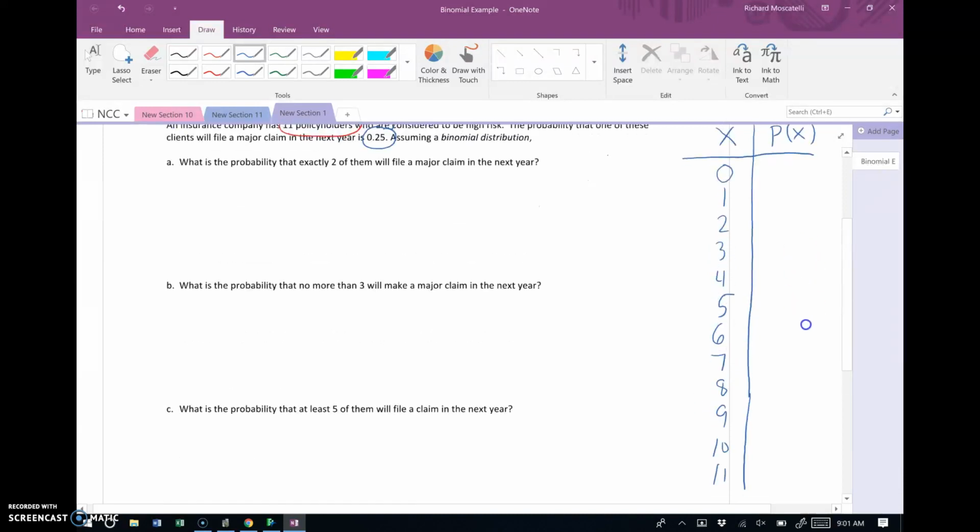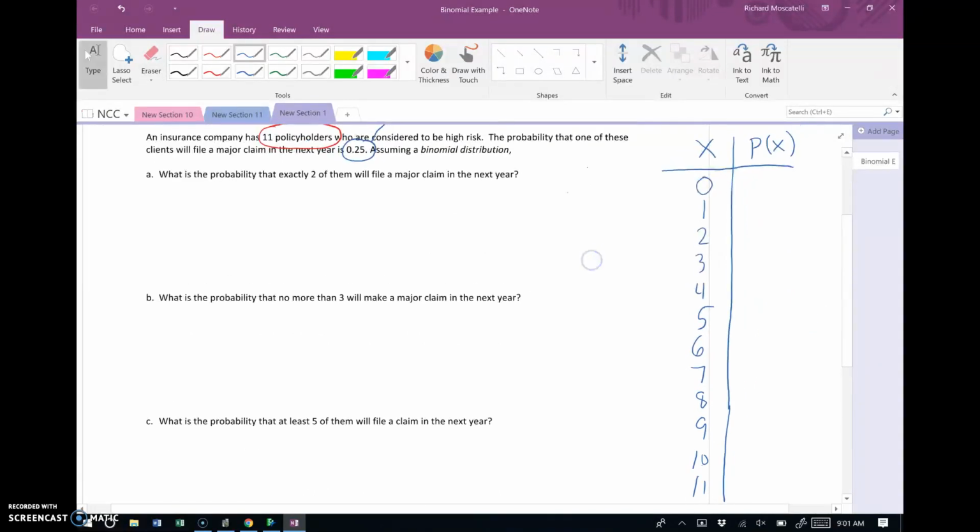All right, so here's what our distribution looks like. Our x values, there's actually 12 of them. The 11 that we're thinking about, but plus we have to include the possibility that nobody does what we're talking about. All right, so let's look at letter A. It says, what is the probability that exactly 2? All right, so that probability statement, P, the probability that x is exactly the number 2. So in our table, that is referring to this probability right here. So we're looking for this probability that goes alongside 2.